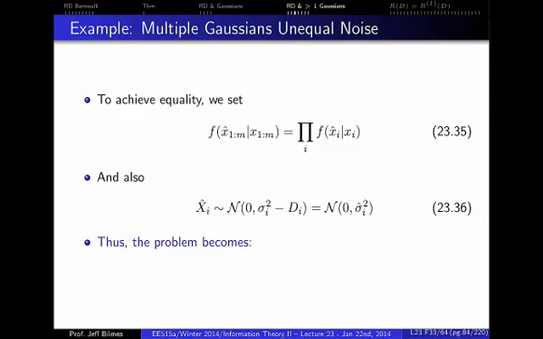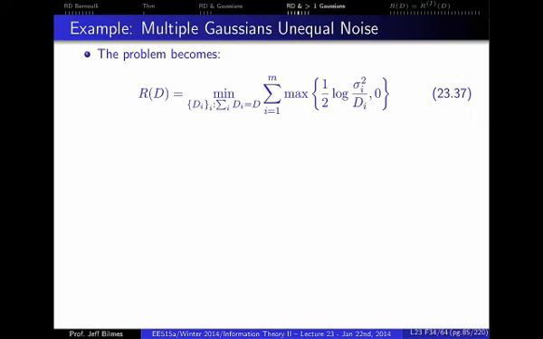Okay, so the problem becomes the following. It's an optimization problem. We're going to minimize over the set of distortion values, because remember, that's in some sense what we want to do. We want to minimize over the set of distortion values such that summing them up is equal to d of this sum of maxes.